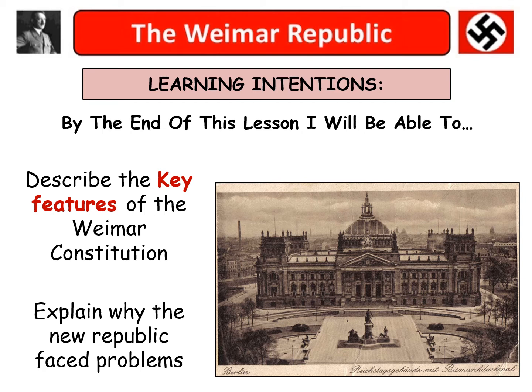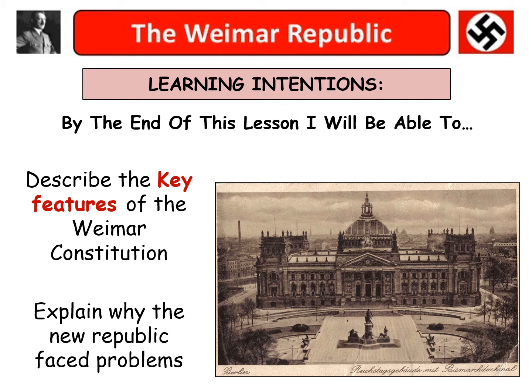Now that we've talked about the state of Germany at the end of the war, and we've had a chat about the people that tried to organise it, and then the Treaty of Versailles and the Armistice, and we've talked a little bit about the groups that tried to overthrow the Republic as it was being created, we now look at the Republic itself once it has been created.